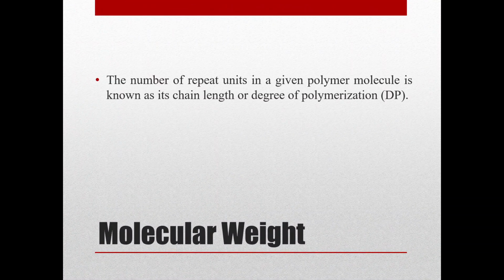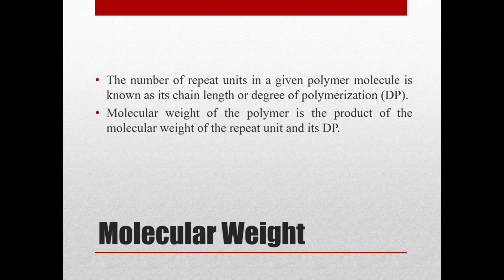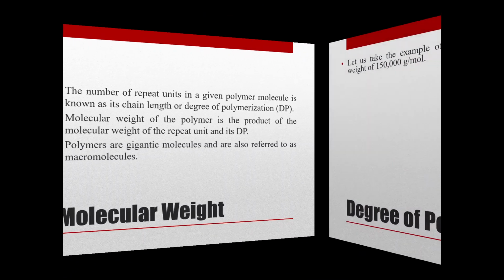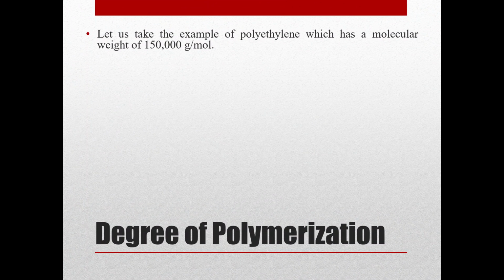The number of repeat units in a given polymer molecule is known as its chain length or degree of polymerization. So the molecular weight of a polymer is the product of the molecular weight of the repeat unit and its degree of polymerization. In short, we can call it dP. So polymers are gigantic molecules and are also referred to as macromolecules. So let us see how to calculate degree of polymerization.